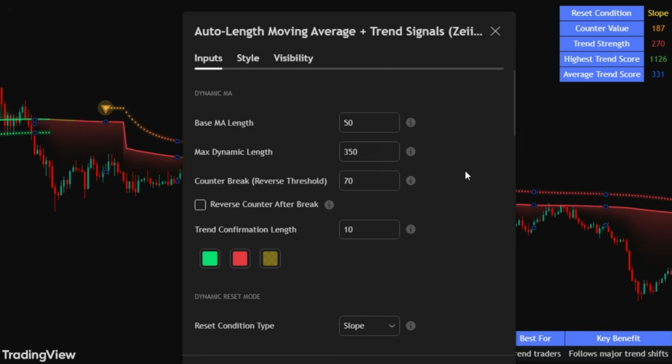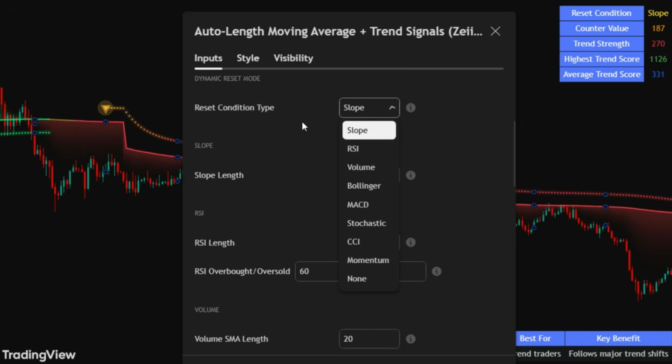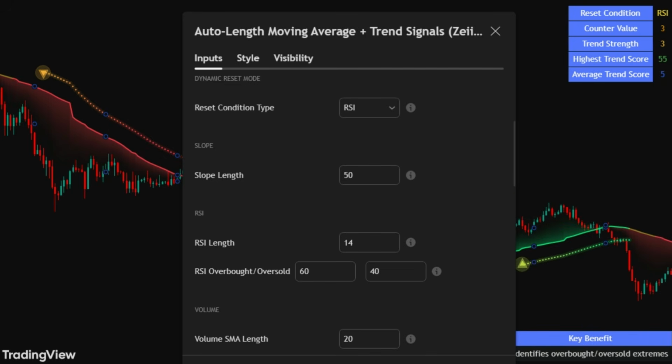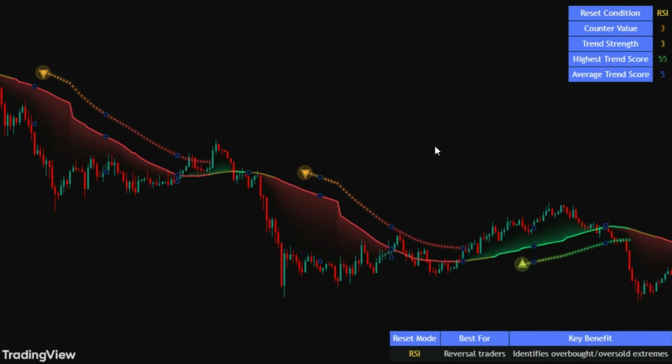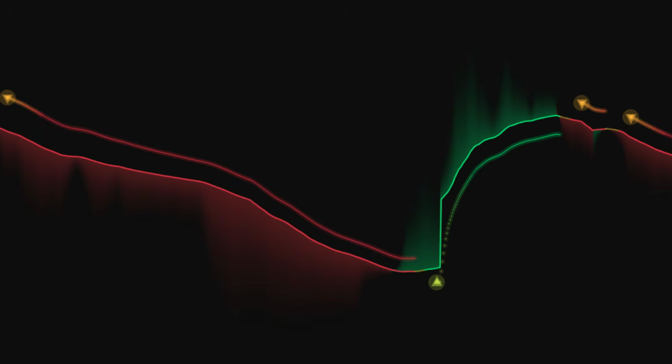Personally, I've seen good results when using the RSI reset condition. It is effective at spotting trend exhaustion before a potential reversal takes place. As you can see in the table below, this setting is designed more for reversal trading, and it focuses on identifying overbought and oversold market conditions. For example, it can provide sell signals when RSI reaches an overbought level, helping traders identify areas where bullish momentum may be losing strength.